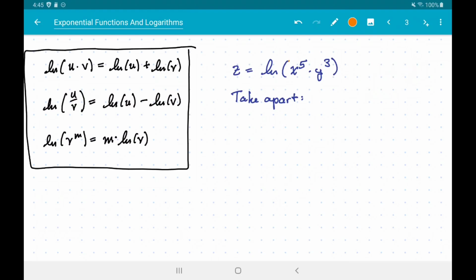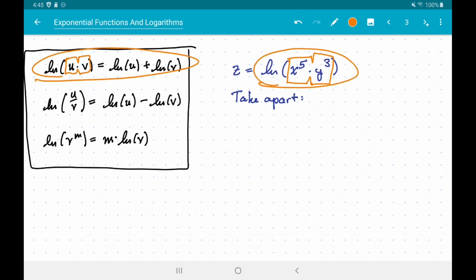Now, given that the thing that it's applied to has multiplication as its outermost operation, that means we need to use, well, which property of logarithms? We've got three to choose from over here. Which one are we going to use? We'll use this one because ln applied to multiplication is what we're seeing over here.